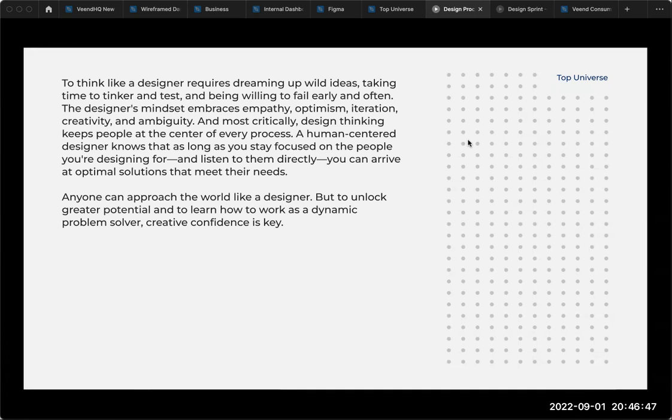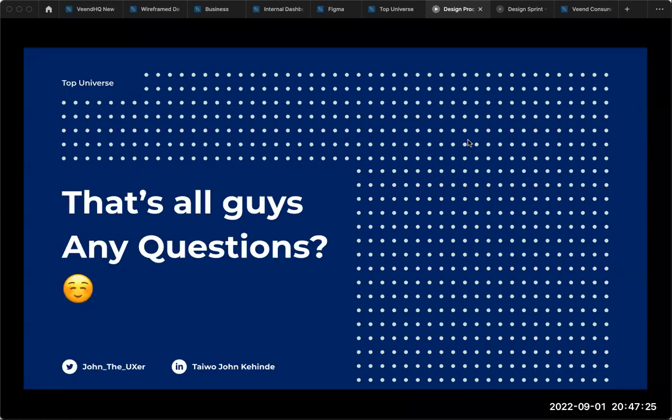So the main purpose of design thinking is to solve people's problems, to make their life easier. And that's why it's been applied in various fields of the world, in medicine, in education, in different fields, right? So anyone can approach the world like a designer. But to unlock this greater potential and to learn how to work as a dynamic problem solver, creative confidence is key. So you just need to open up your mind to really understand how this thing works. So I hope we all understood that. So basically, that's all for that.